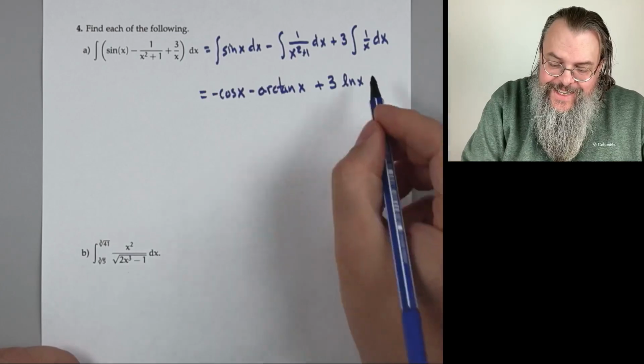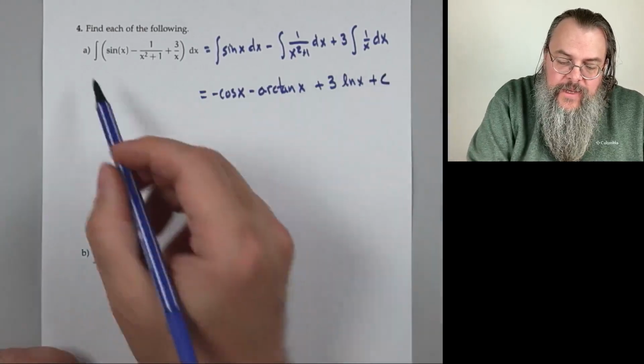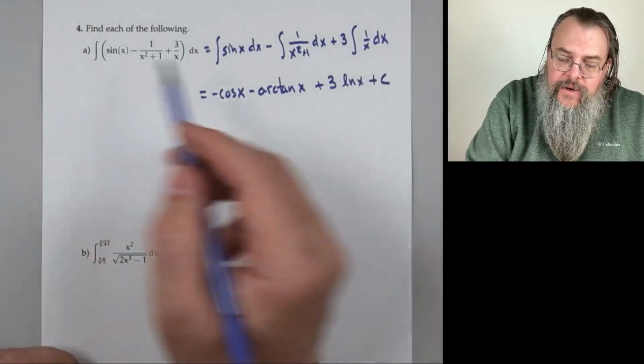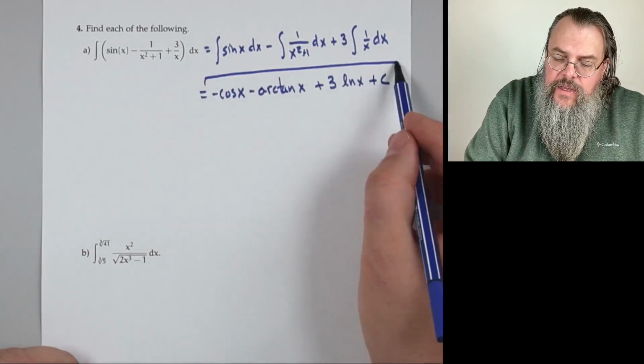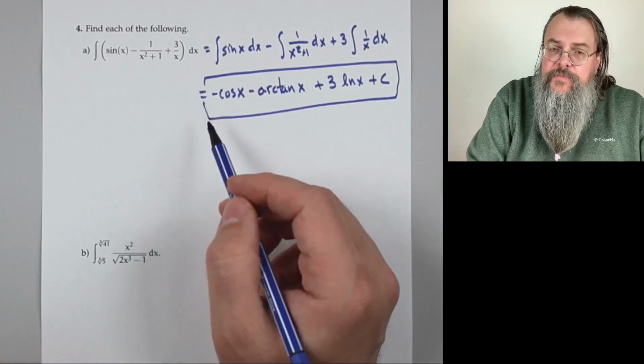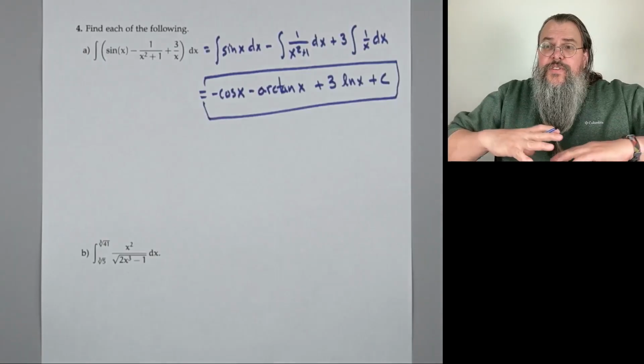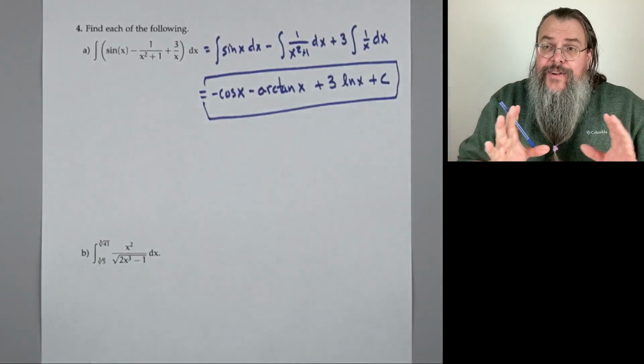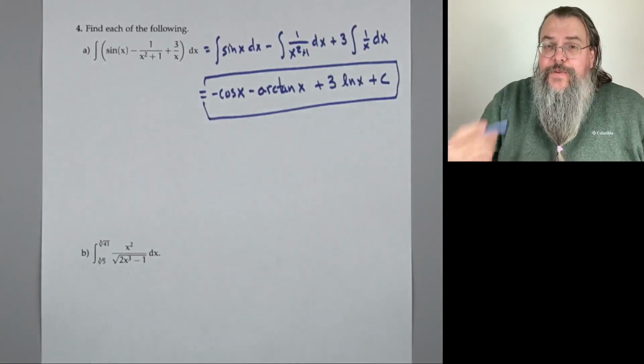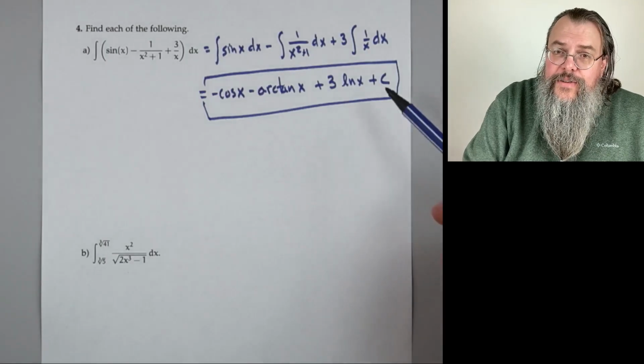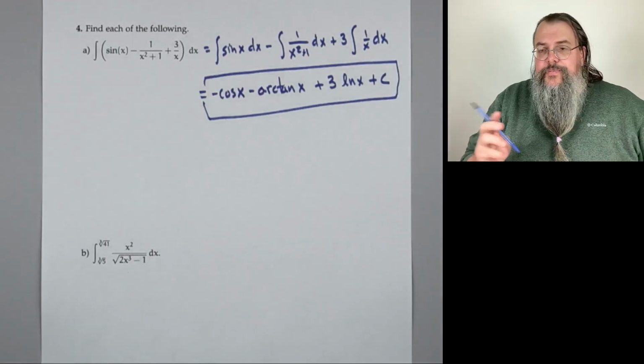Plus c. Because when we write an integral sign like this without bounds, what we're really saying is, give me an antiderivative. And what we should do is say there's a whole family of antiderivatives. They all differ by a constant. So we should have a plus c.